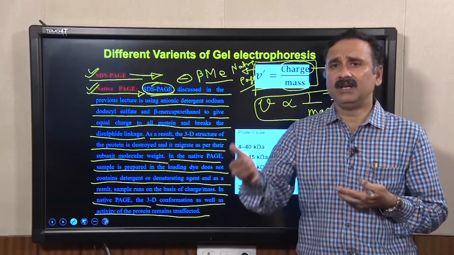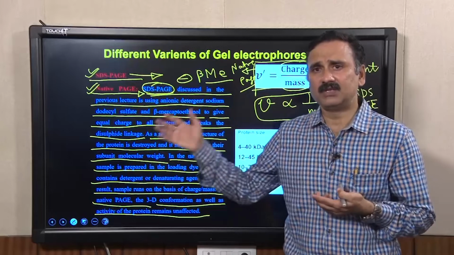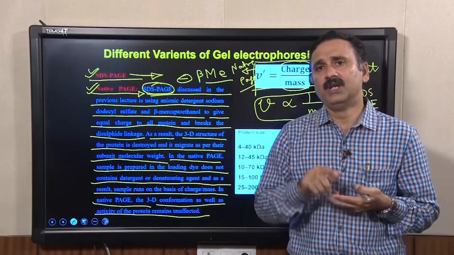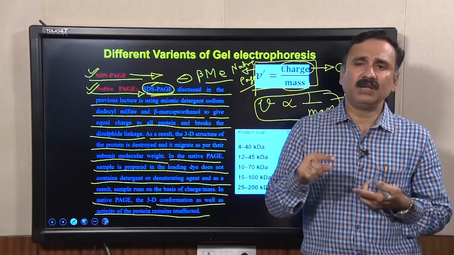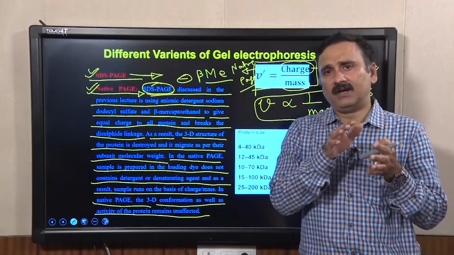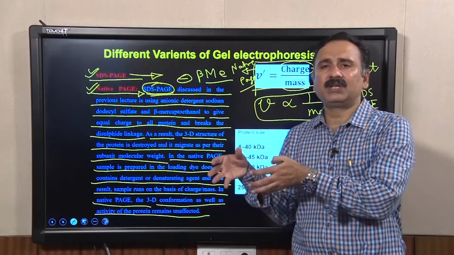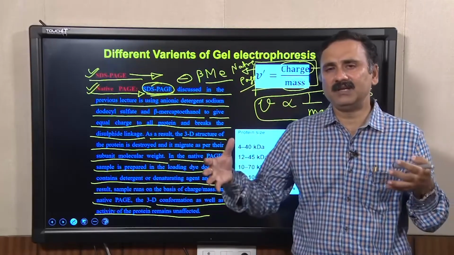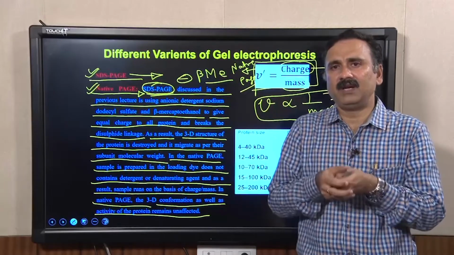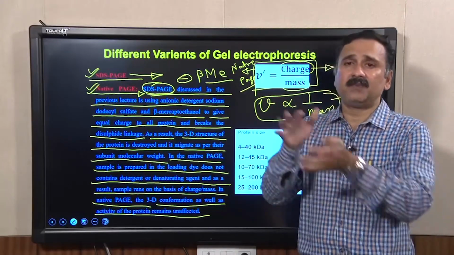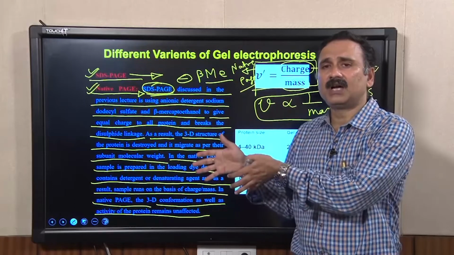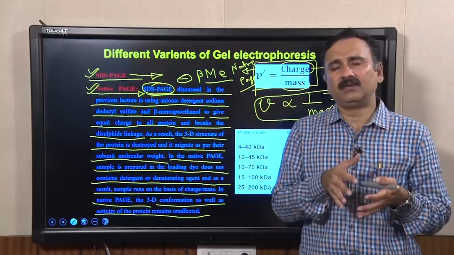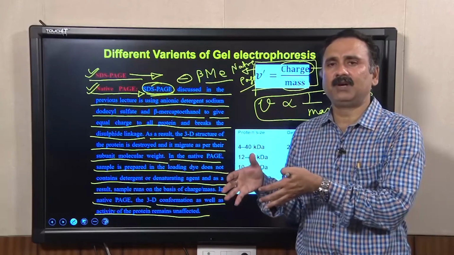Number 3, because the native PAGE allows you the 3-dimensional conformations, the native PAGE can be used even for studying the interaction between two proteins. For example, if protein A and protein B interact with each other, their resultant charge and resultant molecular mass is going to be very high. So, that is how you can ask that particular question.